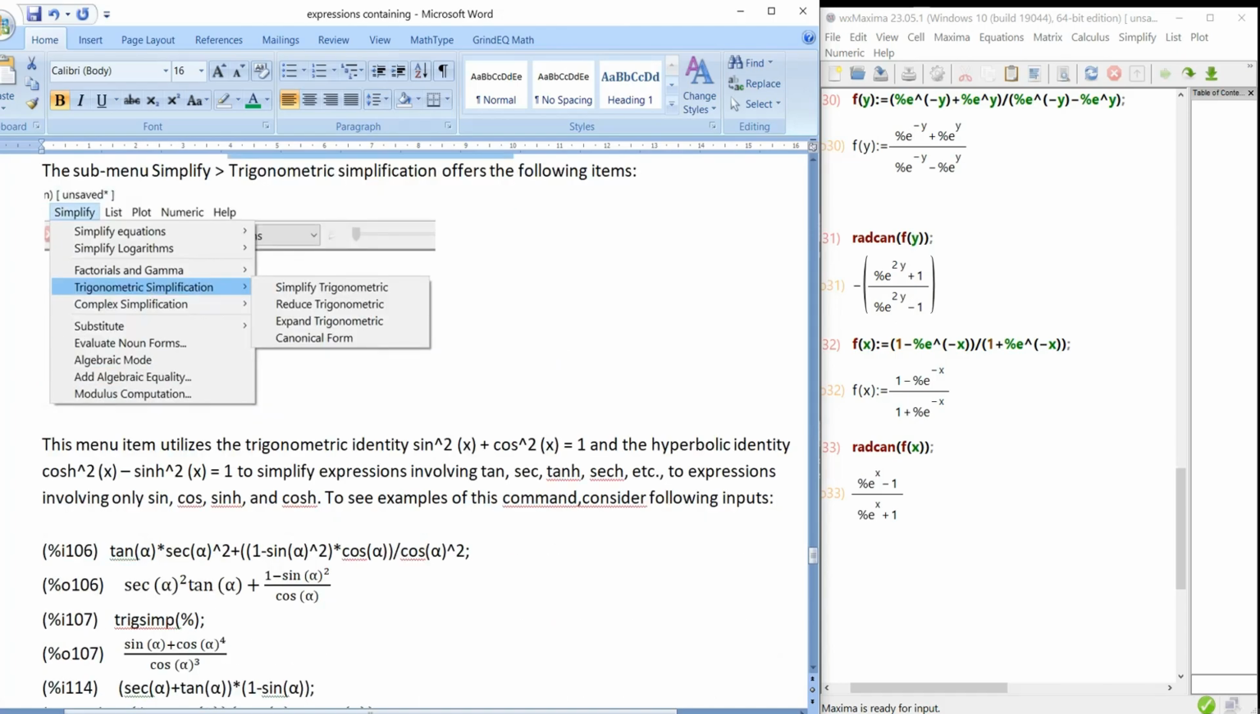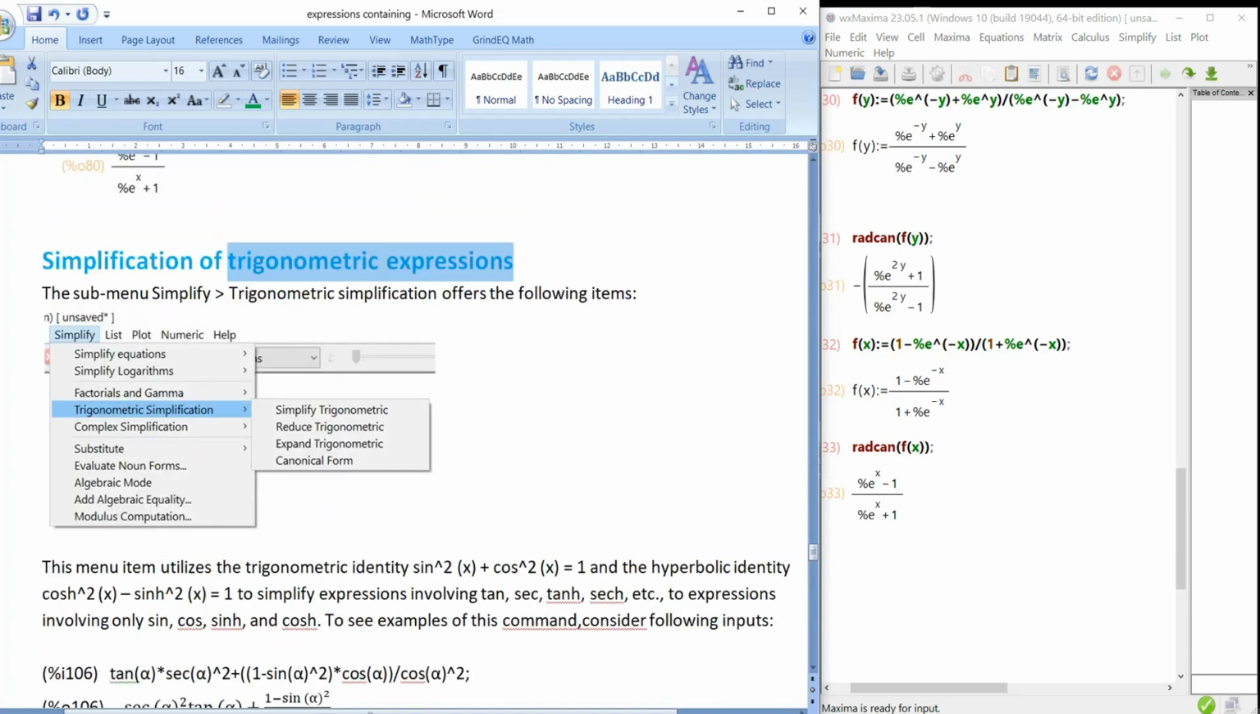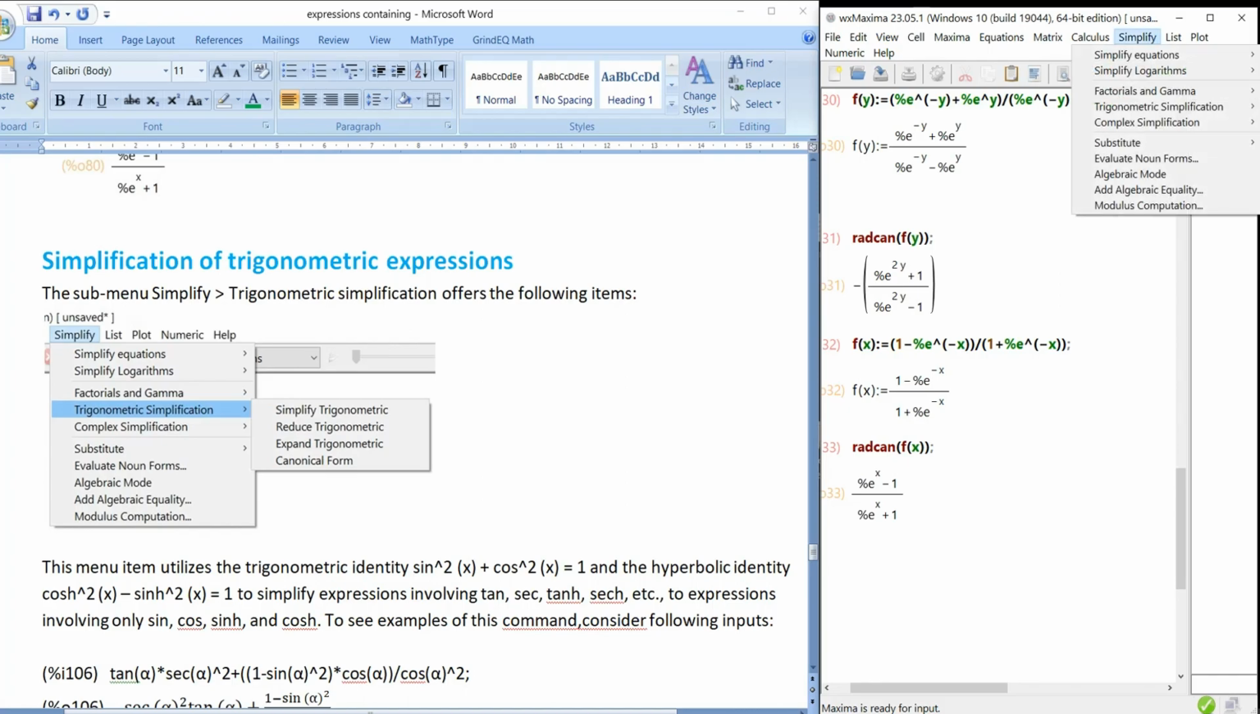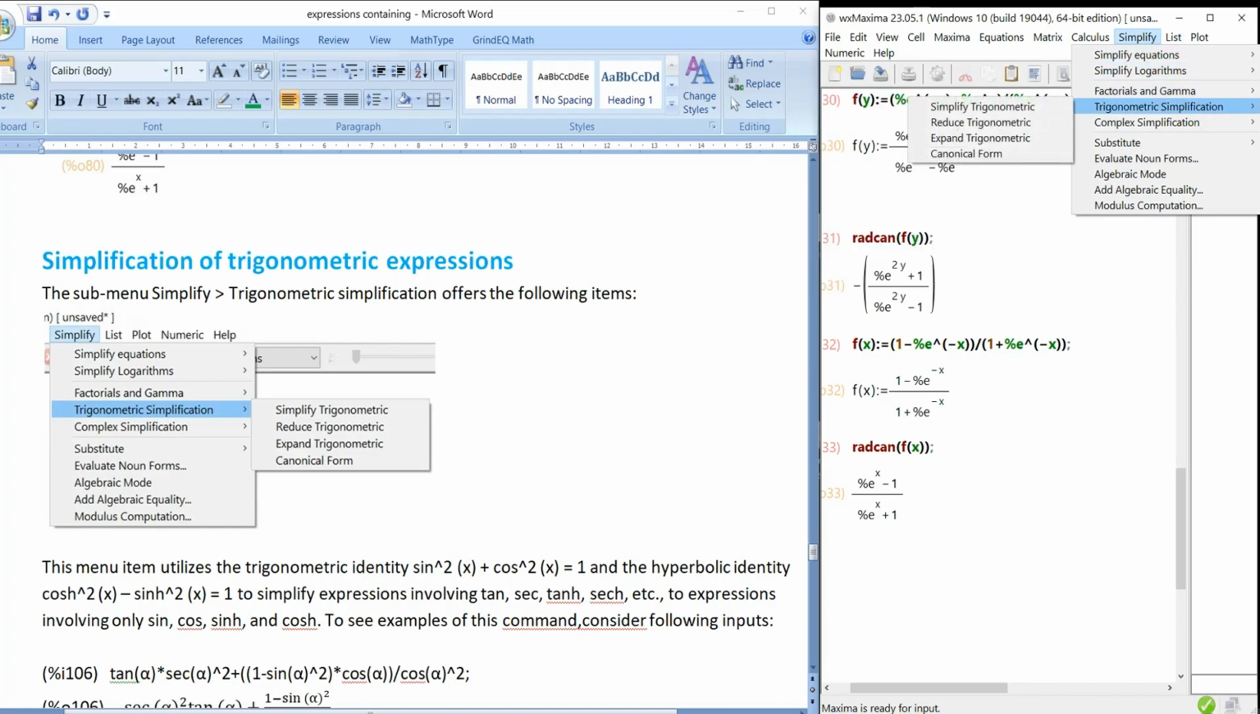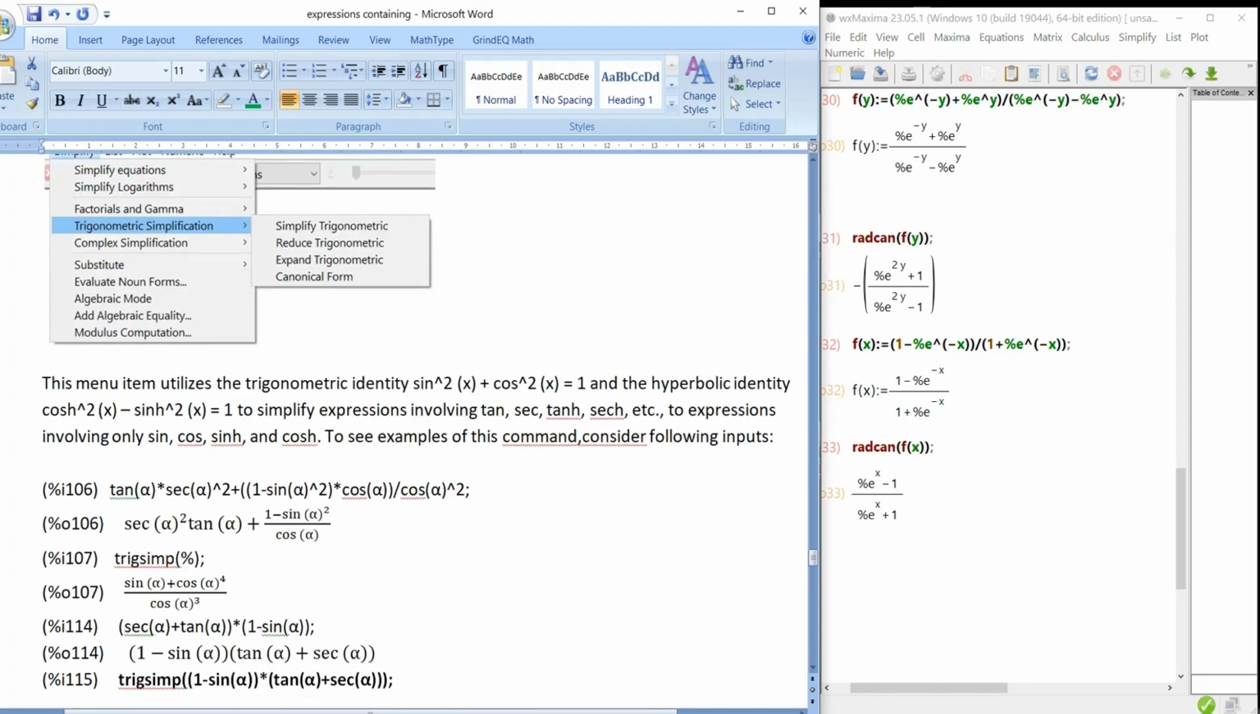Next is simplification of trigonometric expressions, right? How will we deal with trigonometric expressions? For that, look, children, in the submenu Simplify we have the option trigonometric simplification. I will show you. Move on to the Simplify tab in wxMaxima, and in the options given below you will see trigonometric simplification. You can see here trigonometric simplification. Okay, so I will use this option in order to simplify the trigonometric expressions.